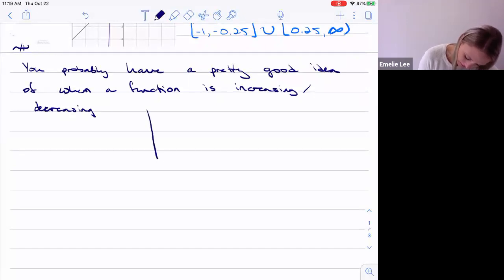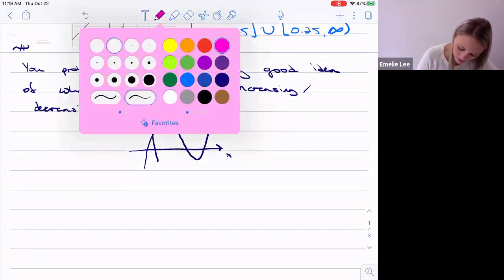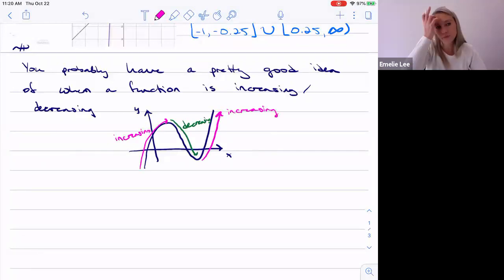right? So if we have something like this, my x-axis and my y-axis, and I've got something that looks like this, up until this point it's increasing, and then it switches to decreasing. And then it goes back to increasing again. Okay.